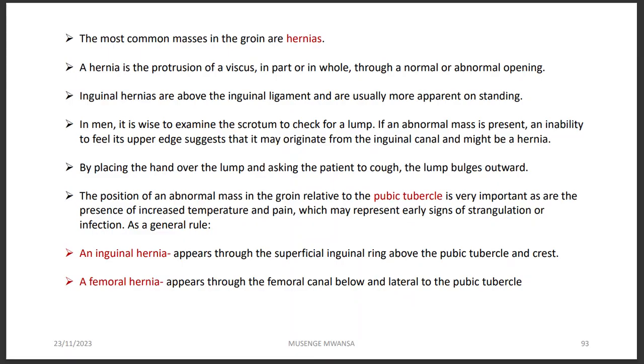You can have masses around the inguinal region forming inguinal hernias and femoral hernias. Inguinal hernias are going to appear through the superficial inguinal ring above the pubic tubercle and crest. The important thing is that inguinal hernias will be above the pubic tubercle and pubic crest. A femoral hernia will appear through the femoral canal. It doesn't pass through the inguinal canal, but the femoral canal, and this is below and lateral to the pubic tubercle.